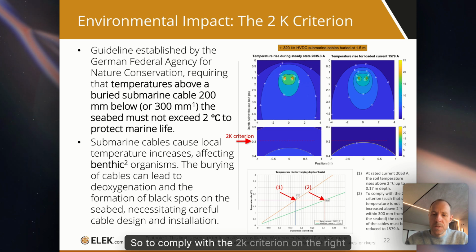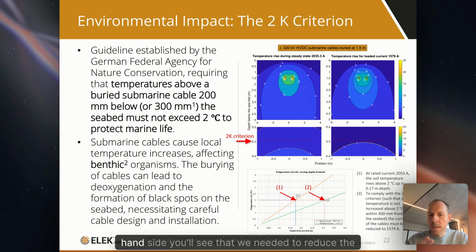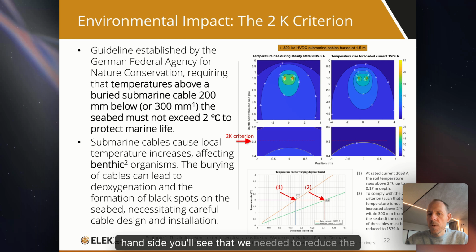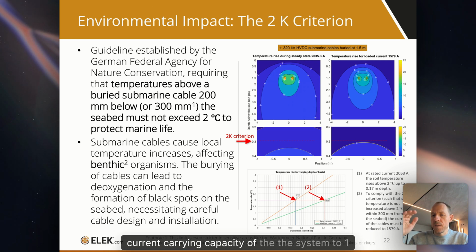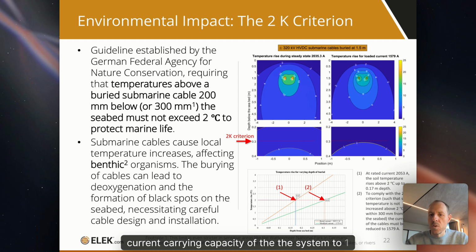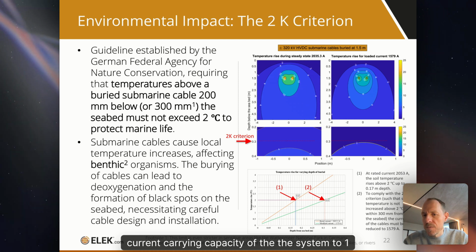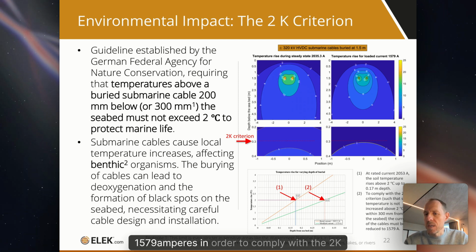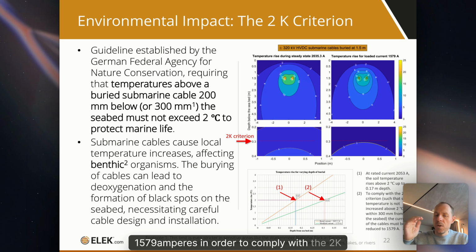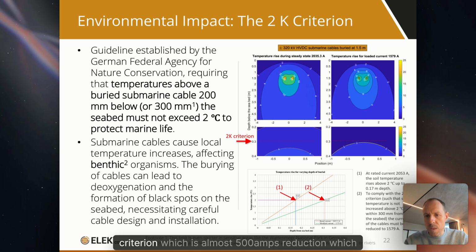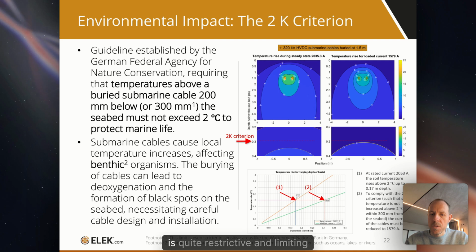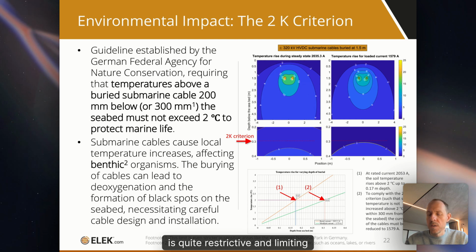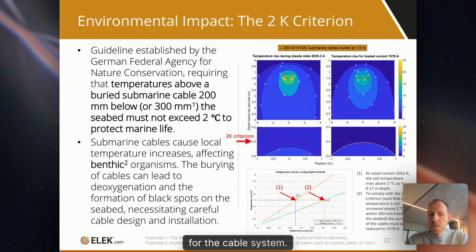So to comply with the 2K criterion, on the right-hand side, you'll see that we needed to reduce the current carrying capacity of the system to 1,579 amperes, which is almost a 500 amp reduction, which is quite restrictive and limiting for the cable system.